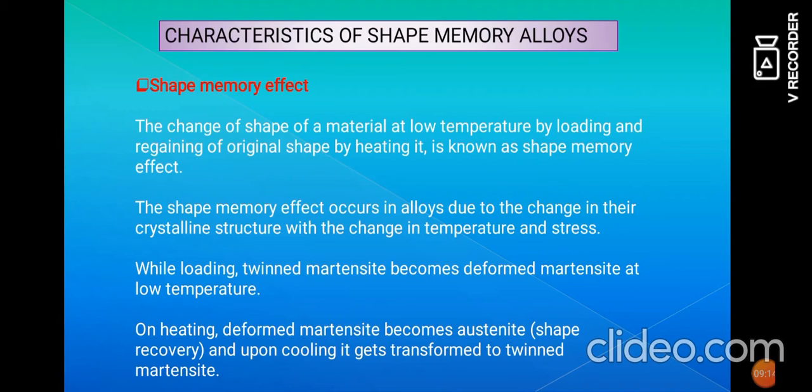The shape memory effect occurs in alloys due to the change in their crystalline structure with the change in temperature and stress. While loading, twinned martensite becomes deformed martensite at low temperature. On heating, deformed martensite becomes austenite, that means a shape recovery, and upon cooling it gets transformed to twinned martensite.